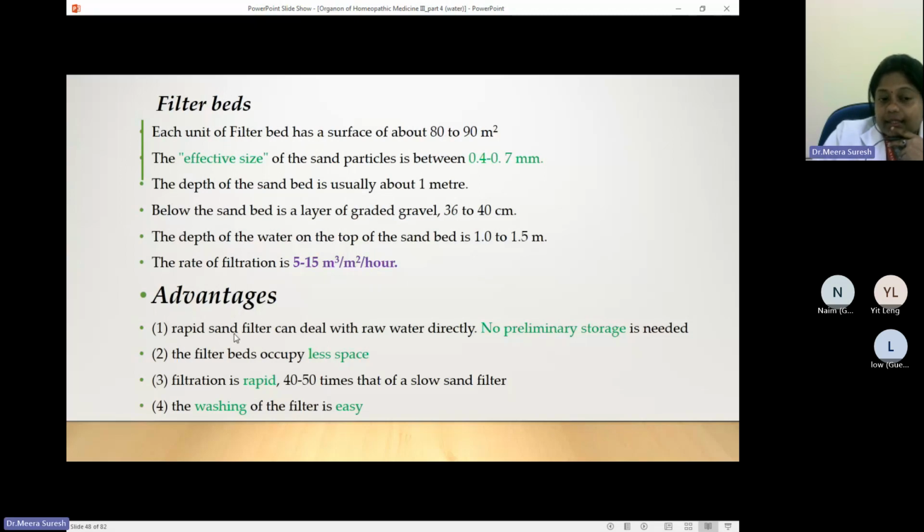So the advantages: rapid sand filter can deal with the raw water directly because it is getting treated. There is no need for preliminary storage, as we saw in slow sand filter. The filter beds require less space. Filtration is very rapid, 40 to 50 times faster than that of a slow sand filter. And the cleaning of the filter is very easy.